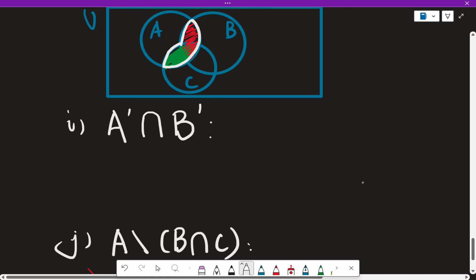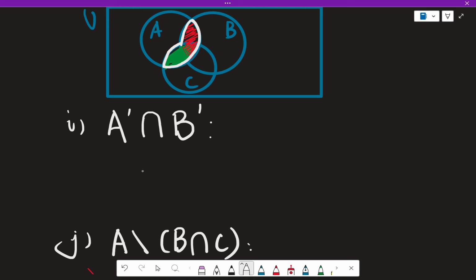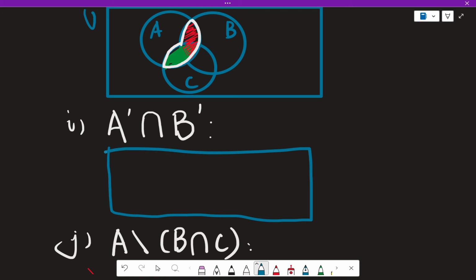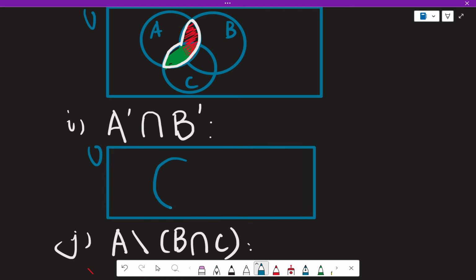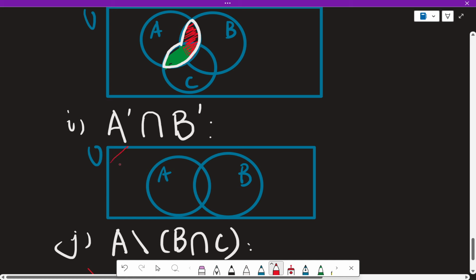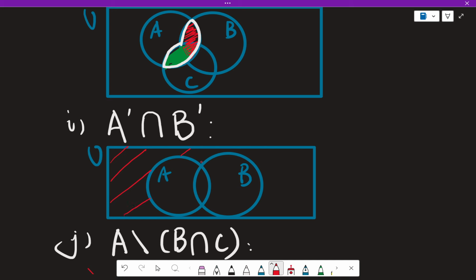Next one is the complement of A intersects the complement of B. So let me just put the universal set here real quick. And in this question, we only get 2 sets. So it should be simpler. So what is the complement of A? That should be anything that is not in A, but in the universal set. So that is anything that is in red paint.